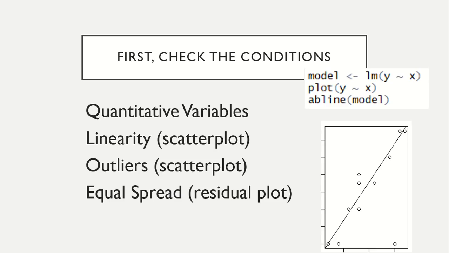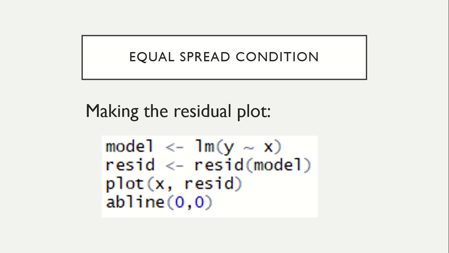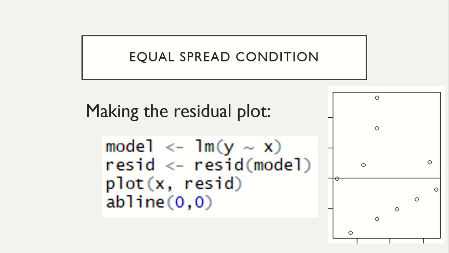Next is the equal spread condition, which you check with the residual plot. The equal spread condition is also called the homoscedasticity condition. Let's find out how to check the equal spread condition. To make your residual plot, you use these commands. The first line makes the model. The second line creates a vector for the residuals of the model. The third line is plotting the X variable against the residuals. And the fourth line is creating an abline at 0, 0.